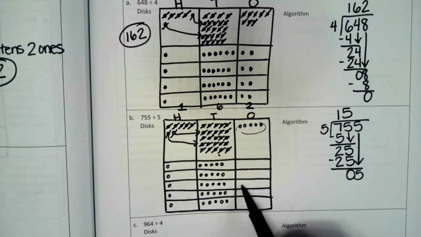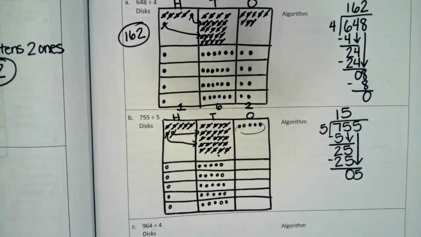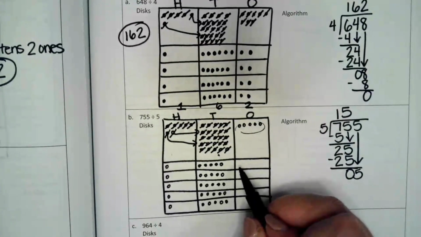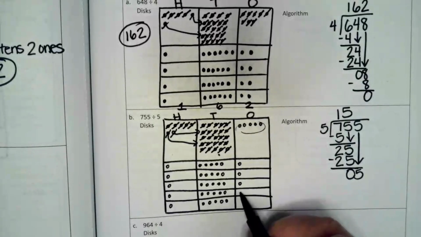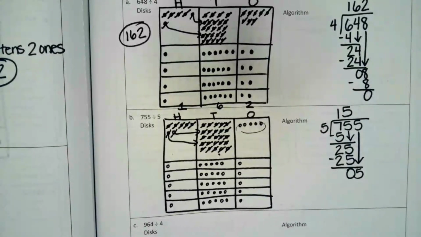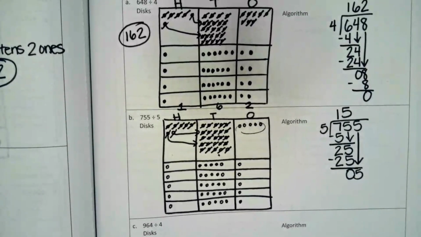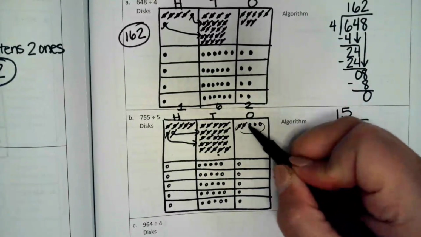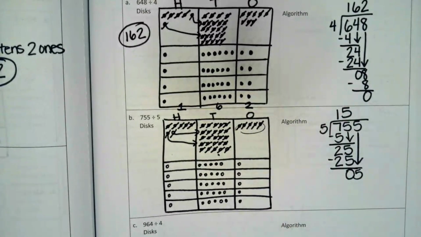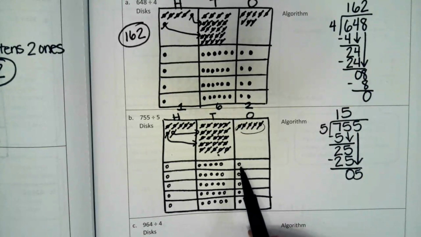Just like on our chart, we have 5 ones. Can we distribute 1 in each group? Yes, we can. And how many do we cross off? We used 5, so cross off 5. And we just used them all. There's no more left. How many ones are in each group? 1.